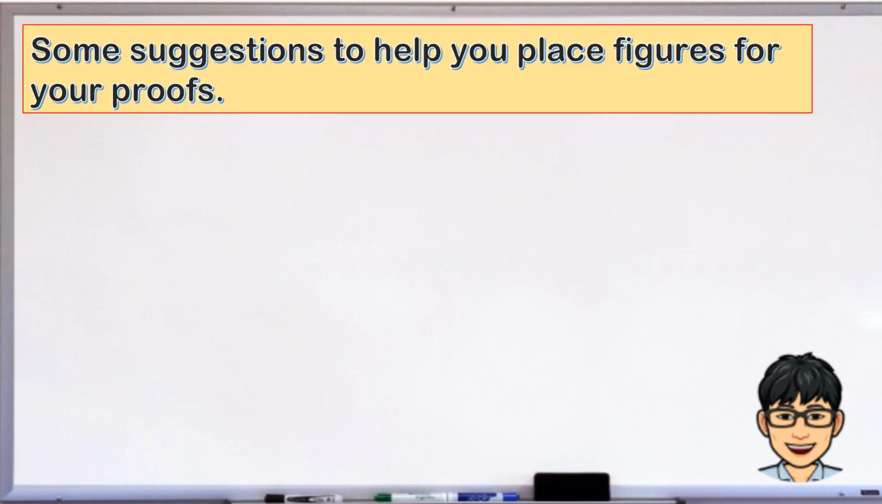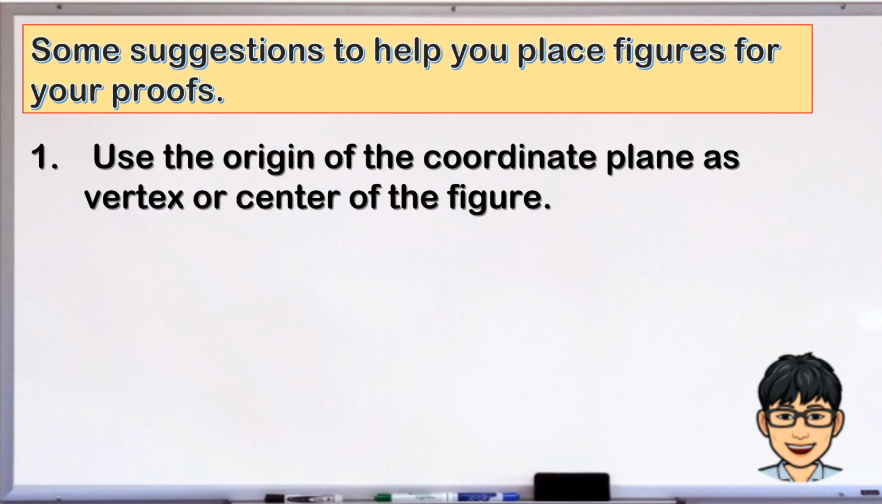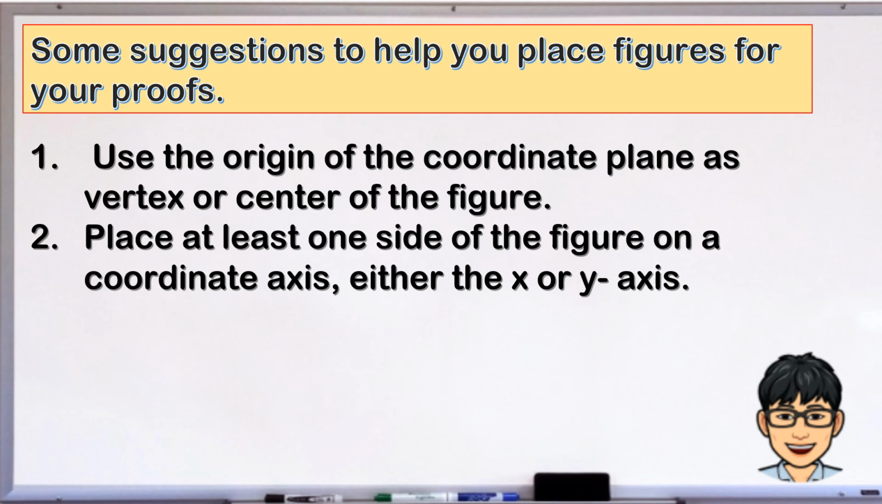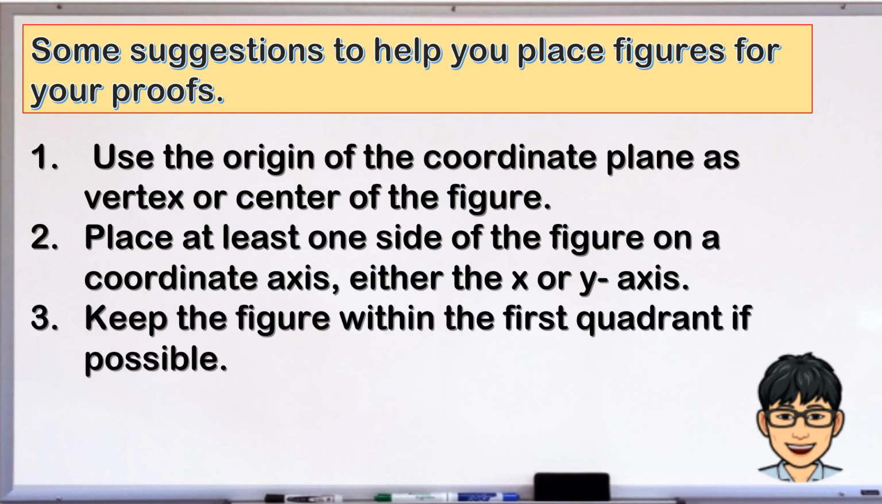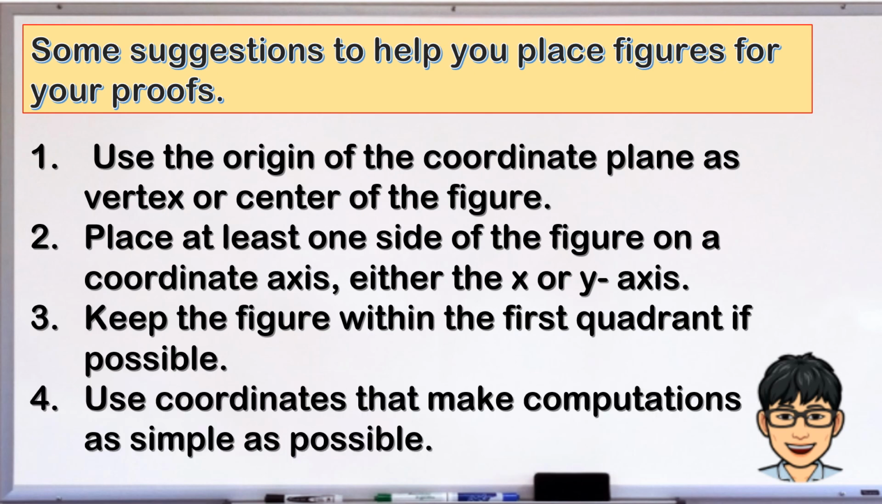At bago magtapos, here are some suggestions to help you place figures for your proofs. Number 1, use the origin of the coordinate plane as vertex or center of the figure. Number 2, place at least one side of the figure on a coordinate axis, either the x or y axis. Number 3, keep the figure within the first quadrant if possible. And number 4, use coordinates that make computations as simple as possible.